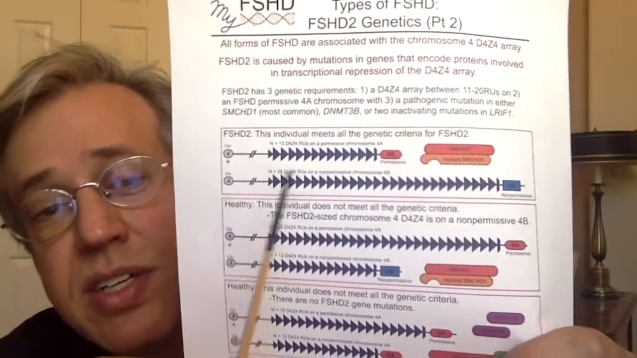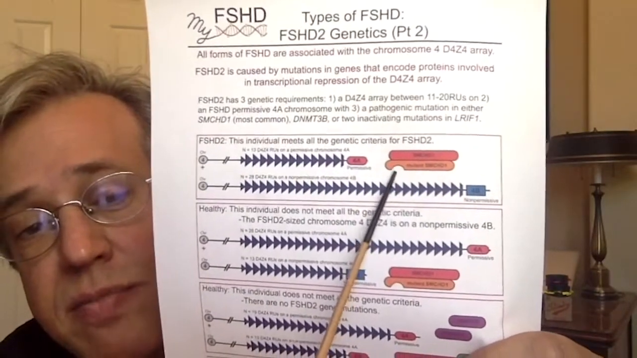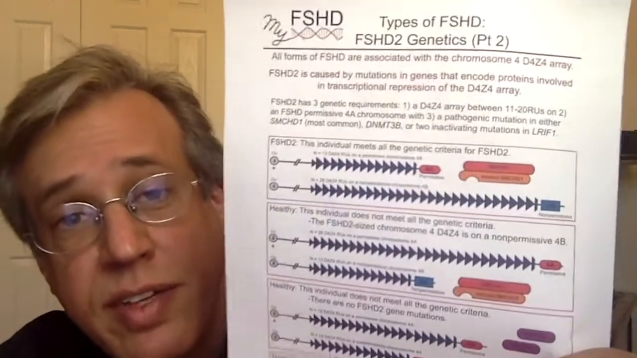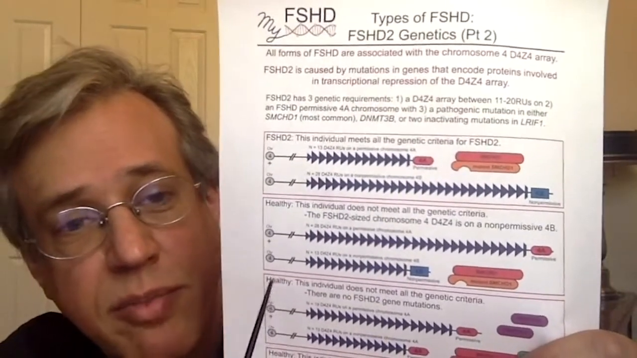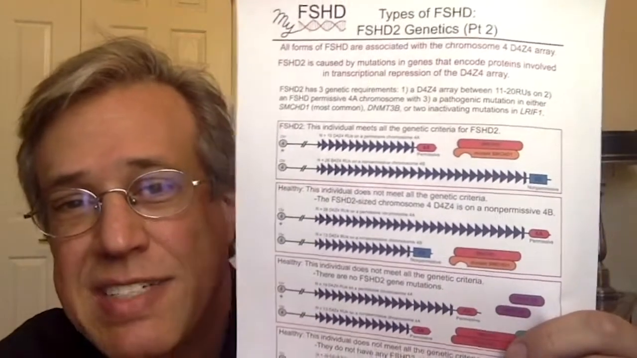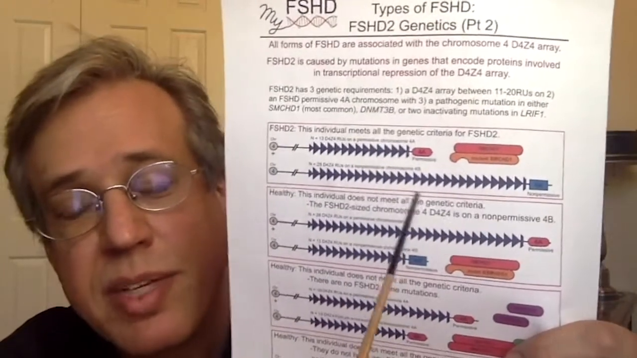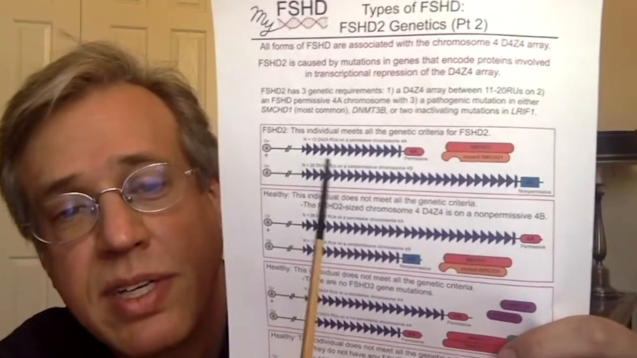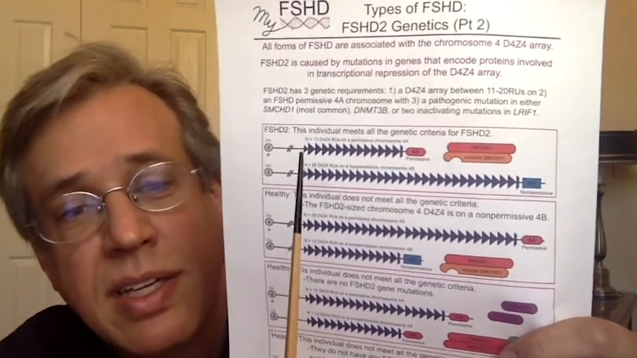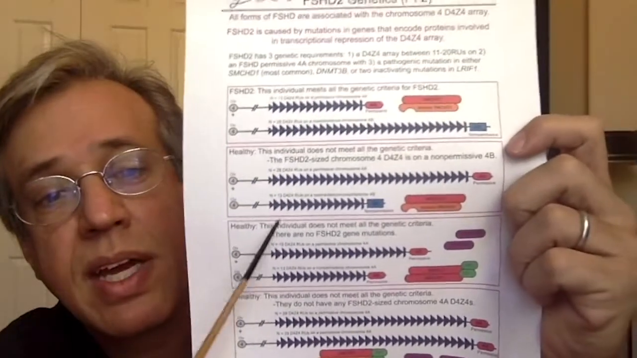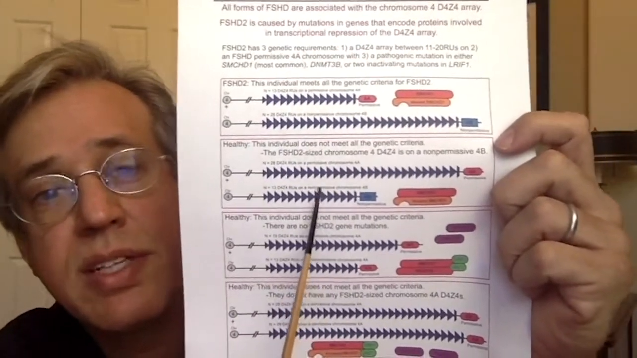So what about FSHD2? We say that's contraction independent. FSHD2 is caused by mutations in genes that encode proteins that turn off the D4Z4 array and prevent DUX4 from being expressed, most commonly SMCHD1. But you still need to have a certain size of array, and you still need to be permissive for FSHD. So this mutation in a non-permissive environment is not FSHD. The array size is actually less than 20. Anything 11 to 20 repeat units is FSHD2, as long as you have one of your SMCHD1 genes mutated. If you don't meet these second requirements, it is not FSHD2.